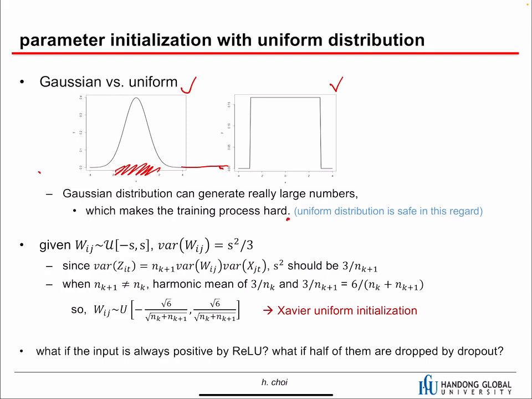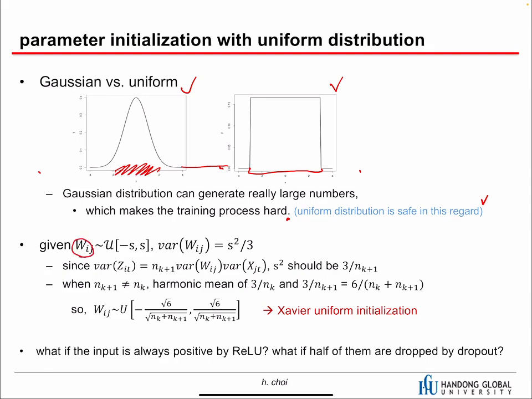But if we use uniform distribution, then it's safe. It's safe in this regard. We cannot get any too large number here. All the random values are from this range for sure. So let's initialize the parameters with uniform distribution, but we want to keep the same kind of principle. We don't want to change the variance.